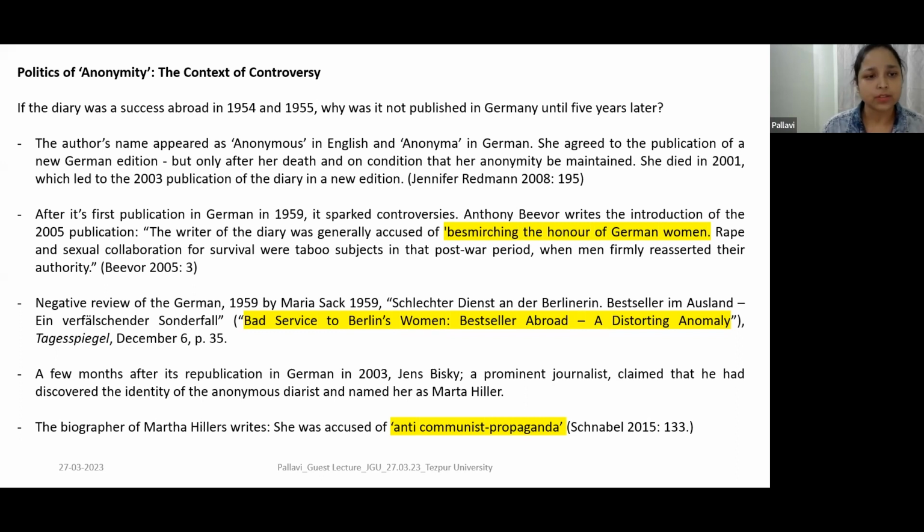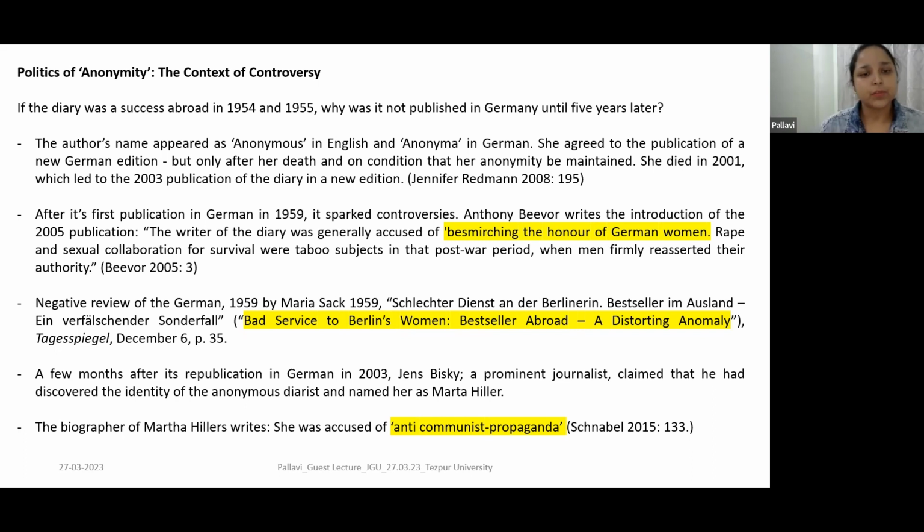And she died in 2001, which led to the 2003 publication with her in a new edition. After its publication in 1959, it sparked controversies. How can you talk about it? These are taboo subjects, and survival, how can you survive such violence, are a few of the questions in the controversy.